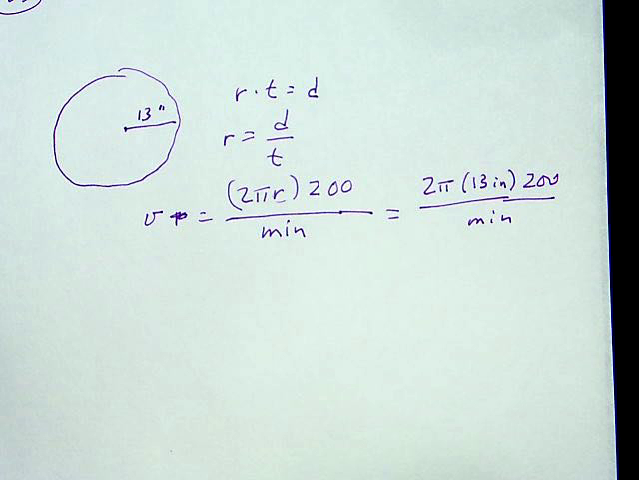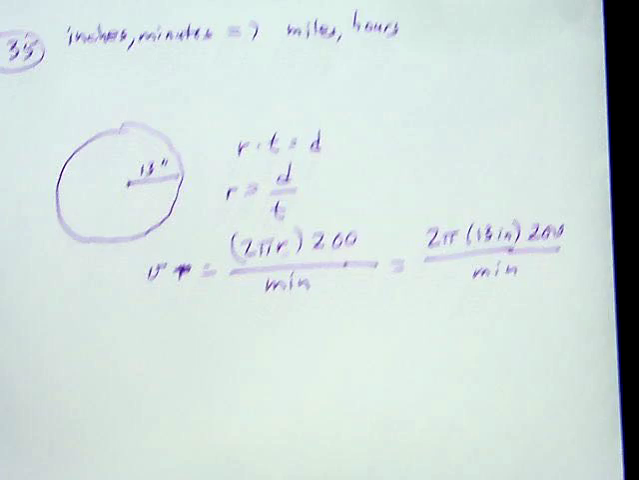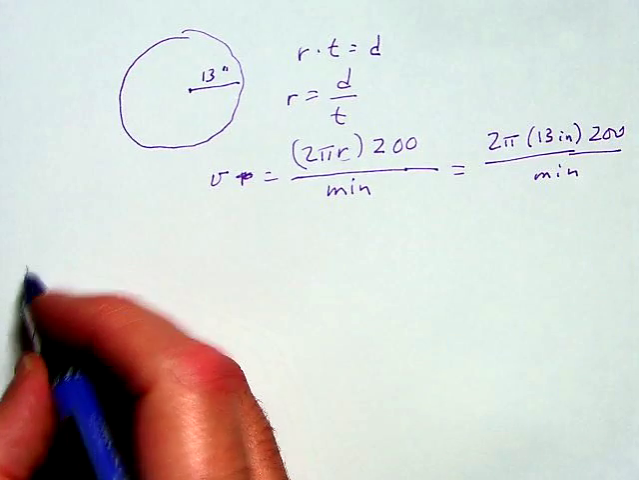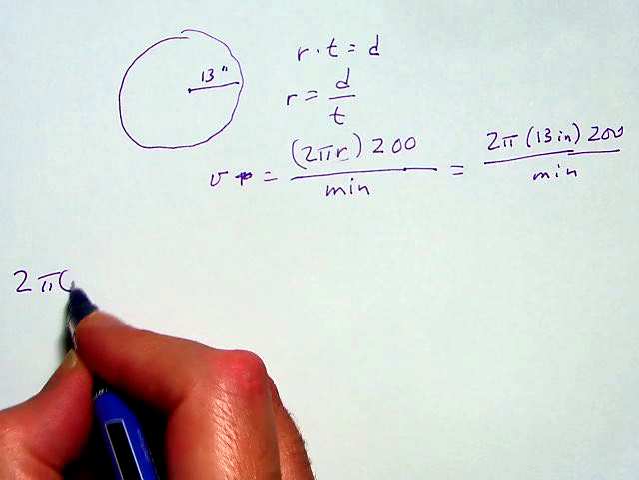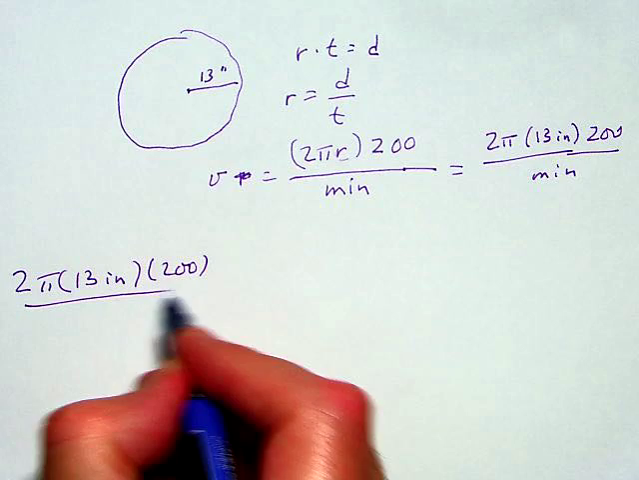So in one sense, we're sort of done. We've got the answer, but we don't have it in the proper units. We've got it in inches and minutes instead of miles and hours. So let's take this answer, put it on a new line over here: 2 pi times 13 inches times 200. I'm not even going to simplify it yet, per minute.